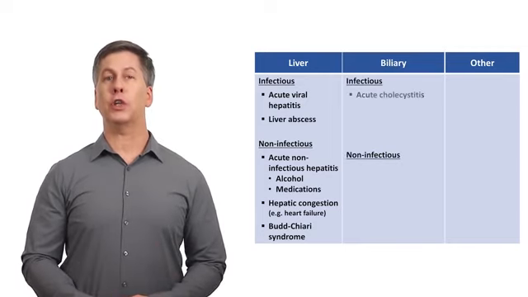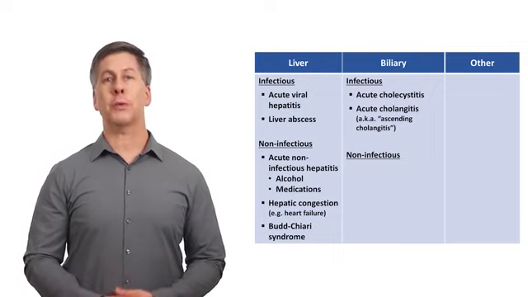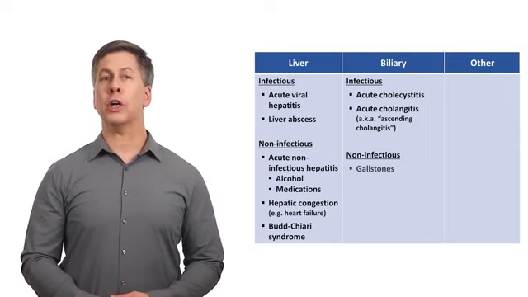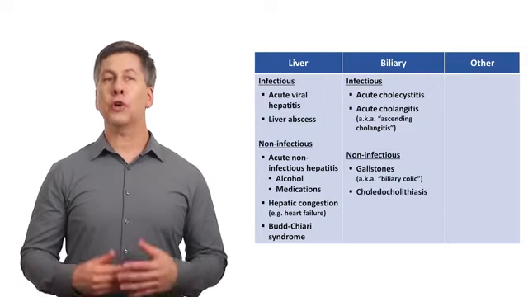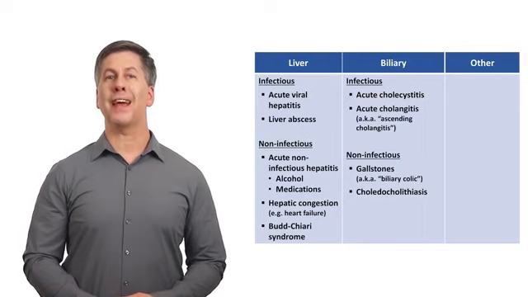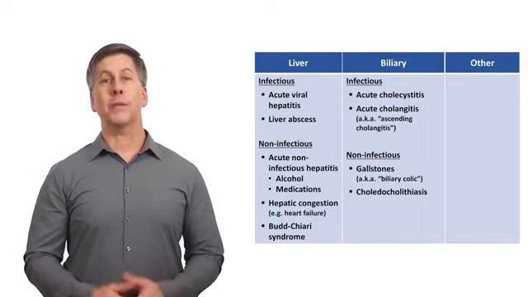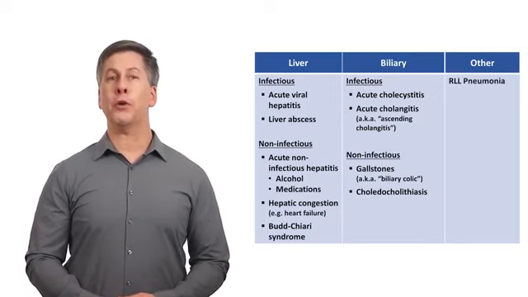Under infectious are acute cholecystitis, which is inflammation and infection of the gallbladder, and acute cholangitis, which is inflammation and infection of the common bile duct. Relevant non-infectious pathologies of the gallbladder include simple gallstones, which lead to a condition known as biliary colic, and choledocholithiasis, a mouthful that means a gallstone trapped within or actively passing through the common bile duct. Lastly, in the other causes of right upper quadrant pain are referred pain from a right lower lobe pneumonia and a right-sided subdiaphragmatic abscess.